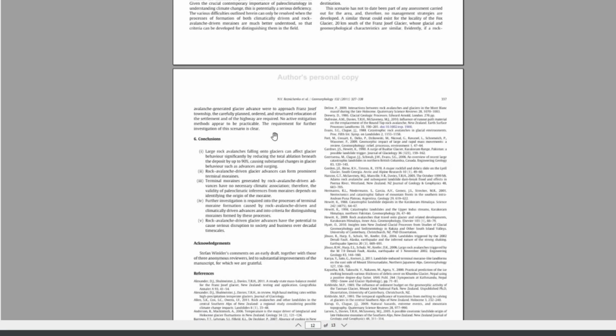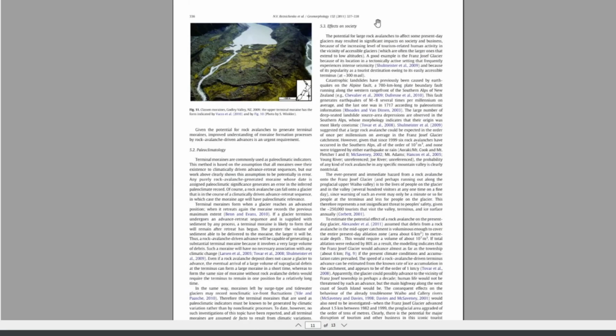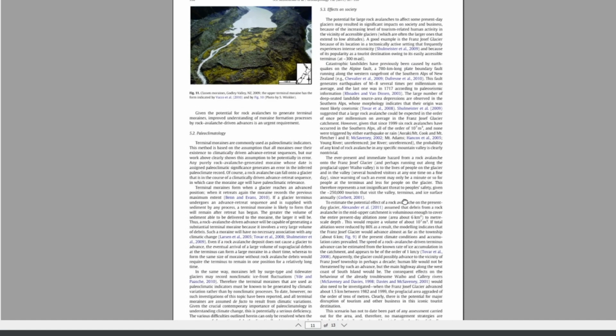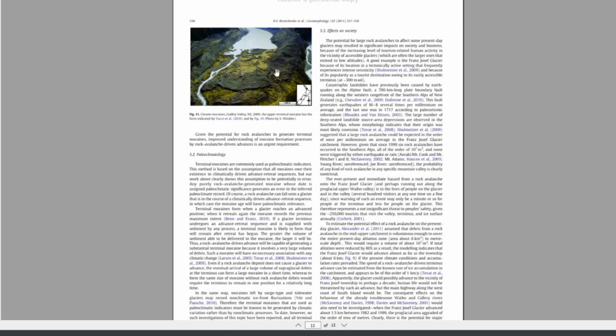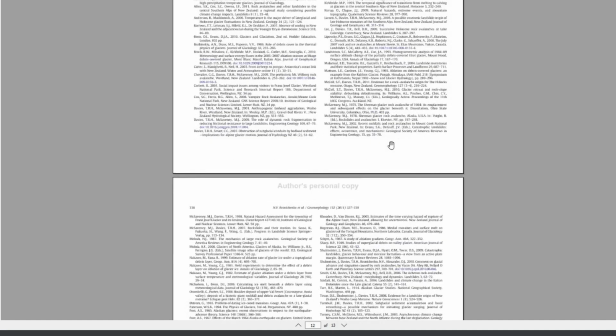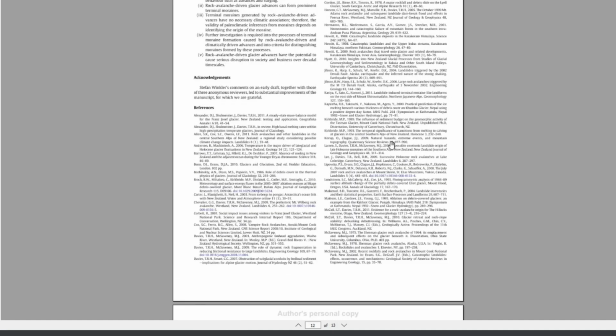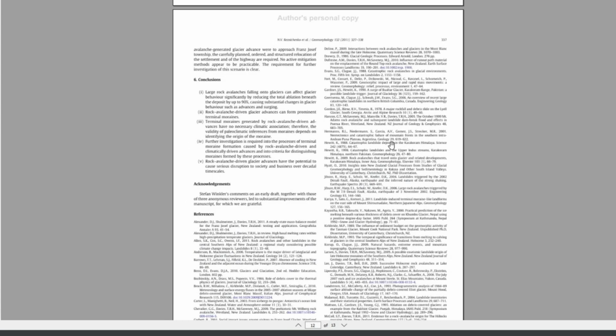And also the last point we talked about in this paper is how it has an effect on society. So these dramatic events, rock avalanches falling down on the glaciers, can cause destruction like loss of lives, damming, flooding, and so on. And then you can get familiar with the references and acknowledgements.